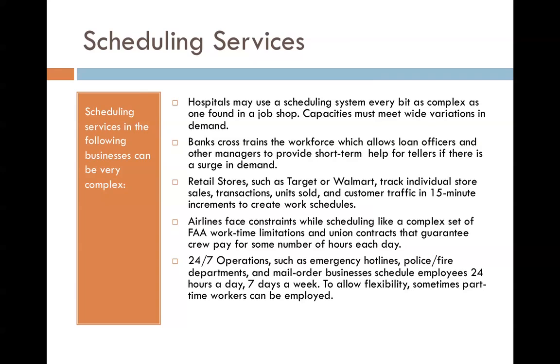Airlines face constraints while scheduling like a complex set of FAA work time limitations and union contracts that guarantee crew pay for some number of hours each day. 24/7 operations, such as emergency hotlines, police fire department, and mail order businesses, schedule employees 24 hours a day, 7 days a week. To allow flexibility, sometimes part-time workers can be employed.